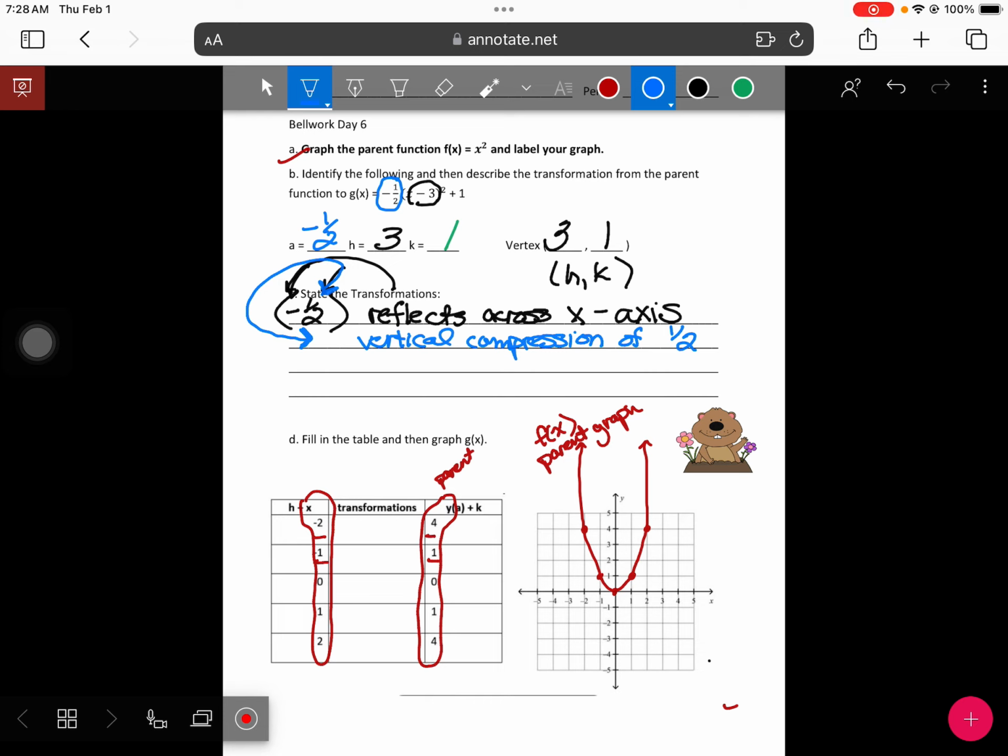Okay, so then we look at the 3, and the 3 is the H. What's the mathematical term that we use with H? Translates or translating, and it's always 3. Even if it's -3, you're moving it or translating it 3 units, and then you tell me the direction. So this is 3 units.